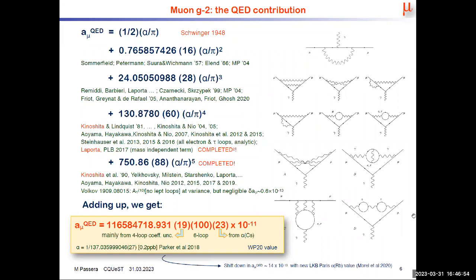And actually, you have a shift, which you see also here, 10 to the minus 0.6, 10 to the minus 13, which is due to a slight difference that there is nowadays in a calculation by Volkov of a class of diagrams, the class A1-1 no leptons, which is in disagreement with the result of Kinoshita. But again, it's negligible, so I'm not talking about it. And it's all contained in this uncertainty here. So the QED contribution is really in very good standing. It's very precise. It's not the place to look for a discrepancy when you compare with measurement.